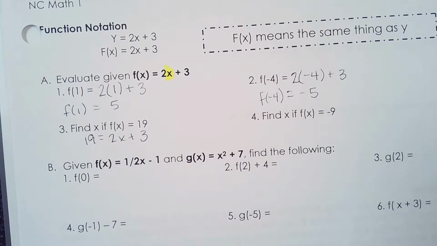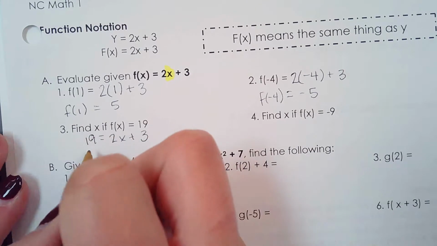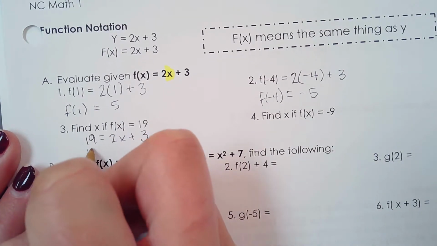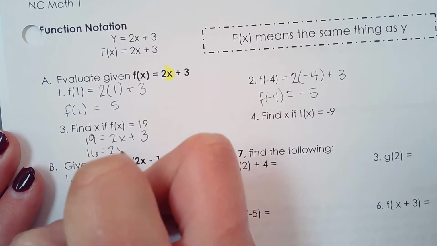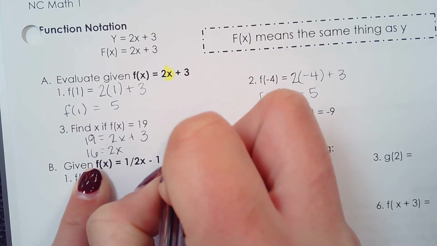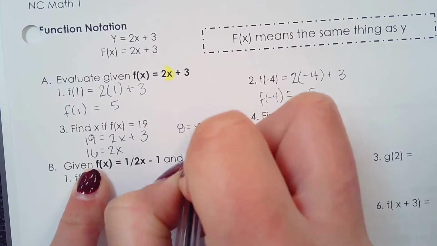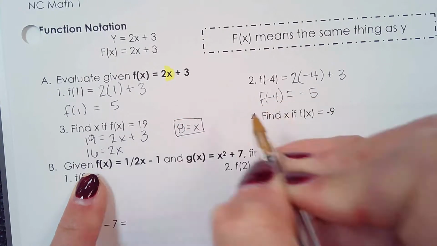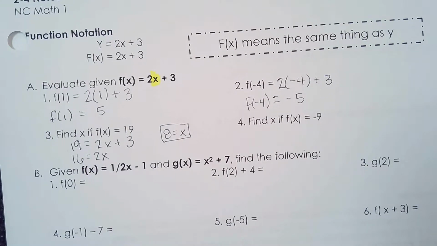We're trying to find x. So what are the steps that we need to take to do that? Subtract 3. So 19 minus 3 gives us what? So 16 equals 2x in our last step. And 16 divided by 2 gives you what? 8. Is that okay? Questions?